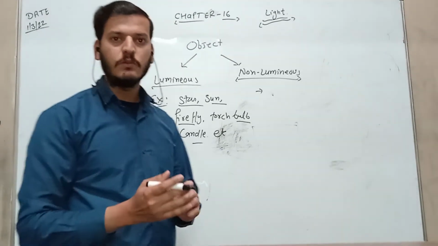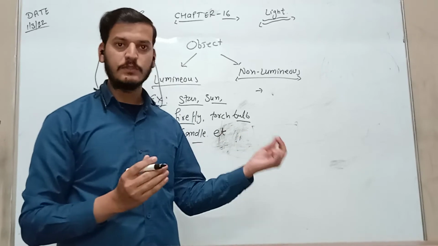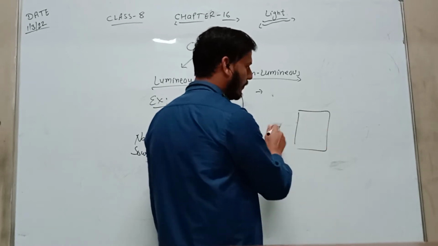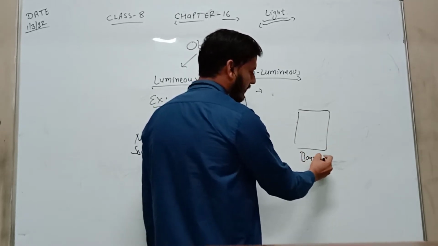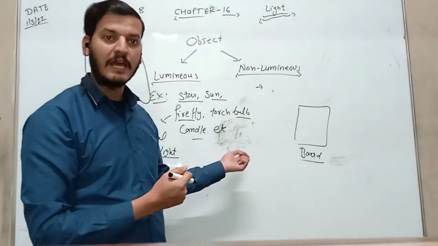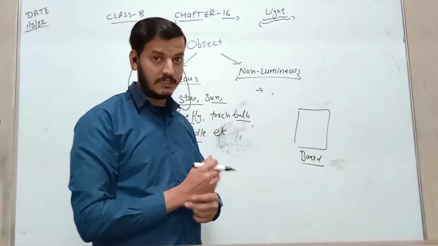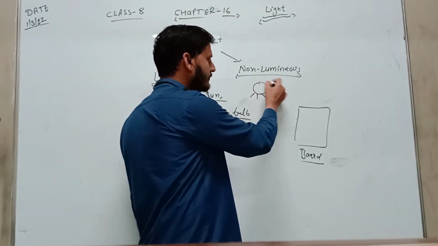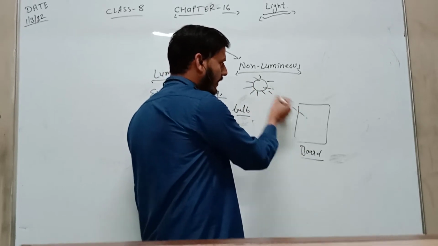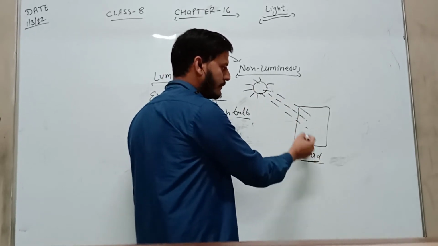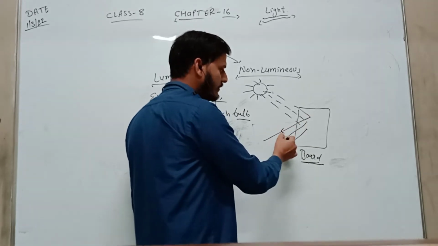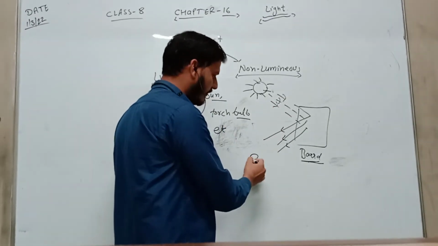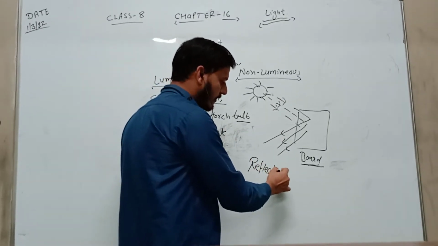Now we will discuss what exactly happens that helps us to see an object. Suppose we have a non-luminous object, for example this board. The board will be visible to us only in the presence of light. If light is not here, we cannot see this object. The reason is, suppose this is the source of light, like a bulb. It will emit light and that will fall on the surface of this board. And what will happen? The light will start to reflect back in the same direction. This phenomenon is known as reflection of light.